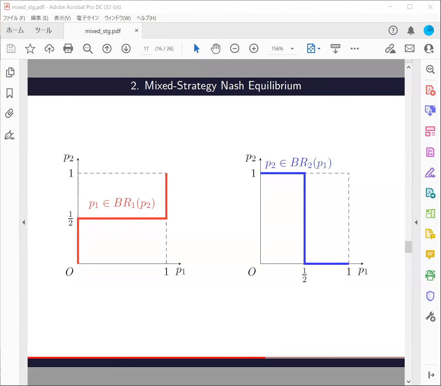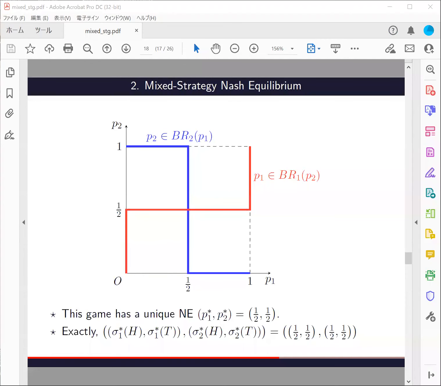We now combine the two graphs together to figure out what the mixed strategy Nash equilibria of this game are. A Nash equilibrium is a strategy profile in which every player is best responding to each other. And so the intersection of the best response correspondences exactly picks up all Nash equilibria of the game.